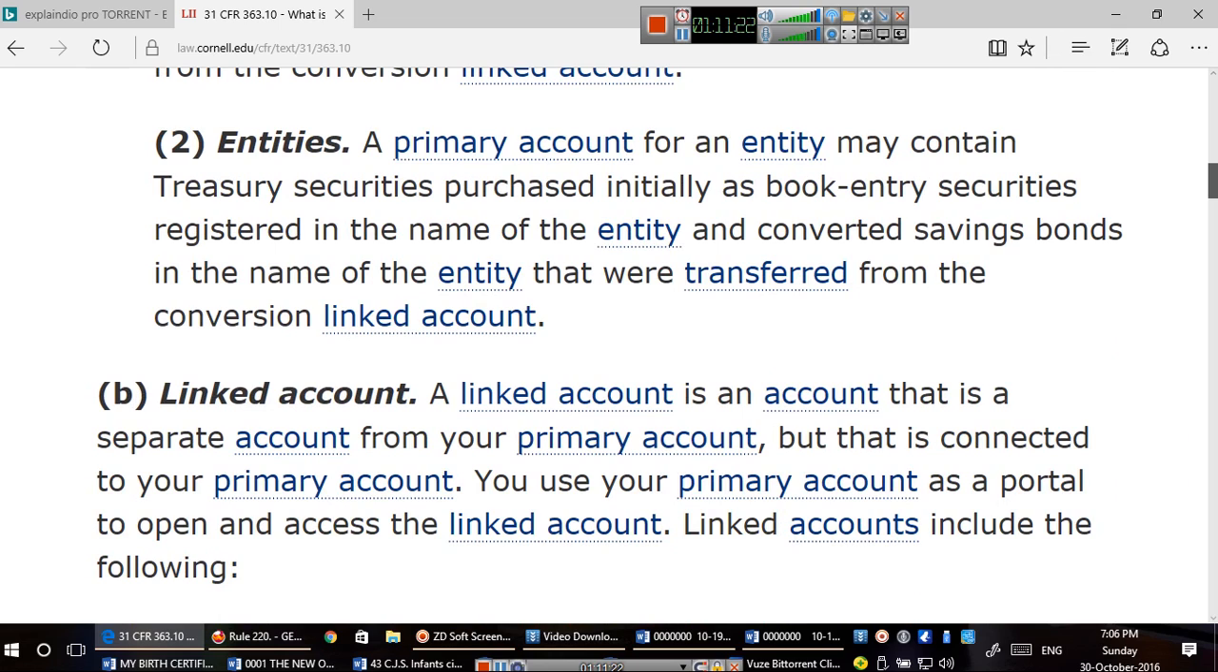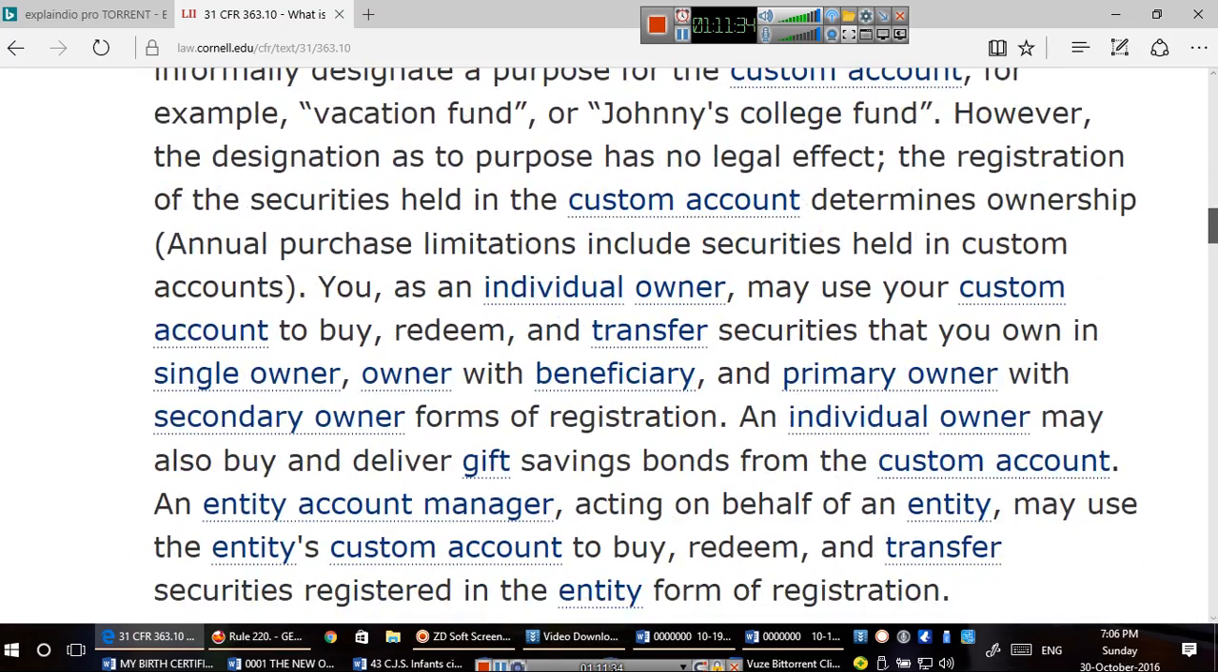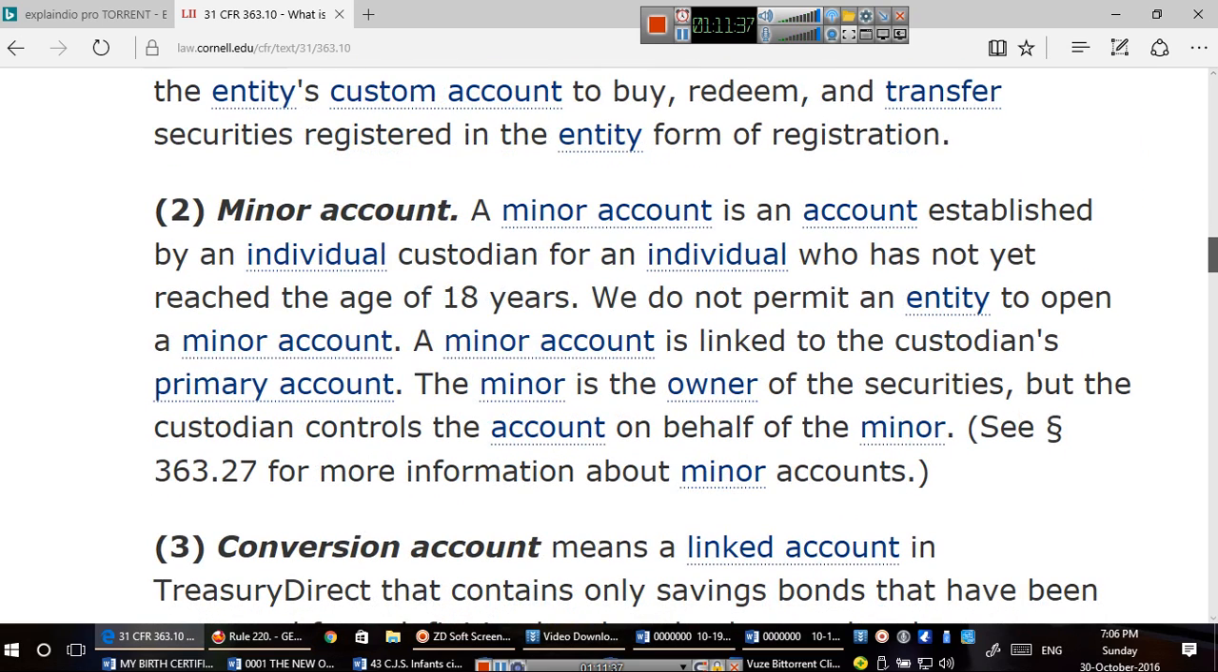Linked accounts. The linked account is a separate account from your primary account, and that is connected to your primary account, which is the minor account. Bank of America, Wells Fargo, and so on. Okay? Minor account. A minor account is an account established by an individual custodian for an individual who has not yet reached the age of 18. We do not permit an entity to open a minor account. A minor account is linked to the custodian's primary account. A minor is the owner of the securities, but the custodian controls the account on behalf of the minor.